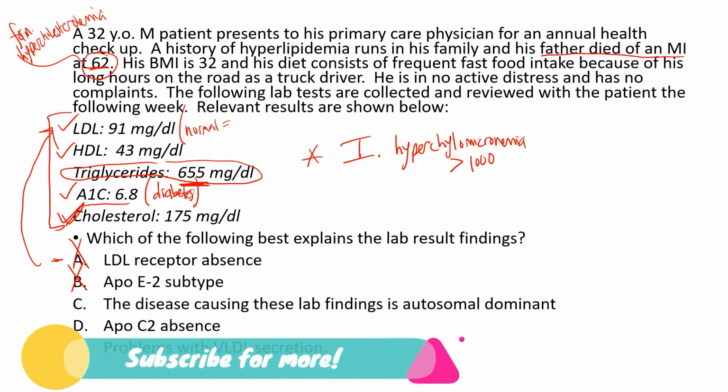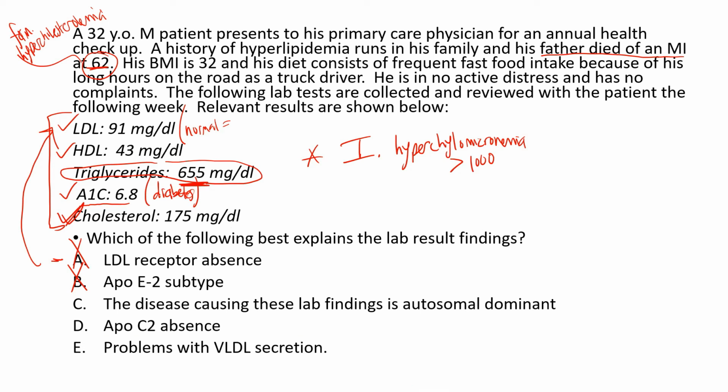What about C? The disease causing these lab findings is autosomal dominant. What are the autosomal dominant diseases that we mentioned? Do you remember? It's the one that starts with the D, the Dysbetalipoproteinemia that we just got done eliminating from the answers. Dysbetalipoproteinemia is one of them, and then I said early death. Which one has early death? Familial hypercholesterolemia. Those are the two that are autosomal dominant.